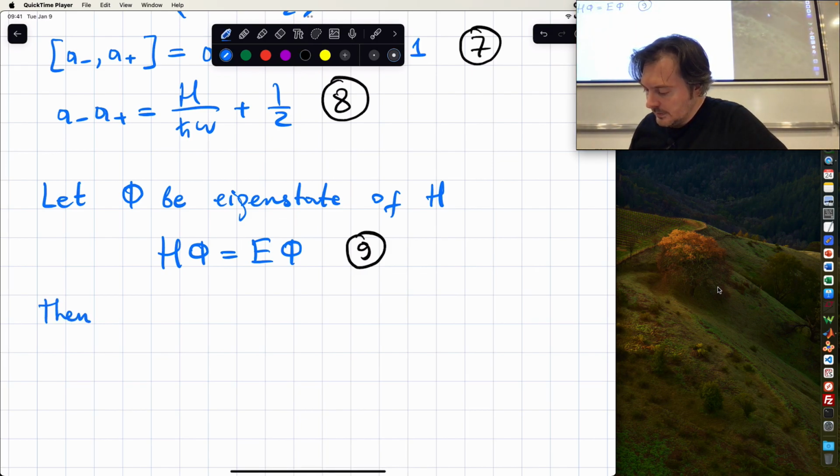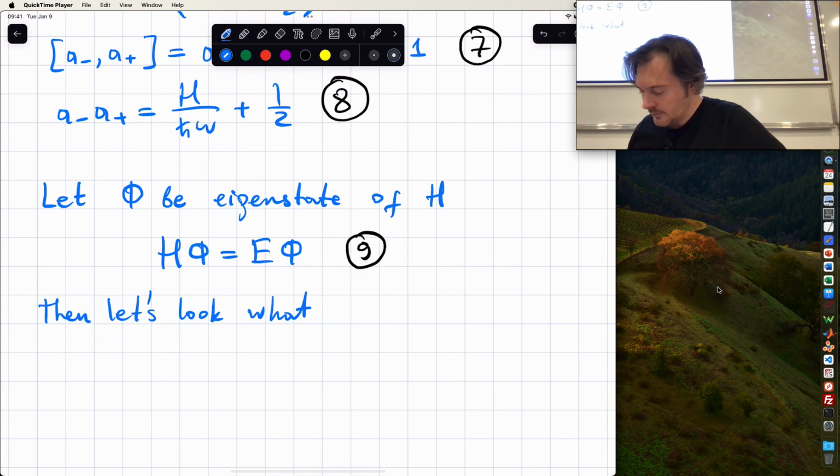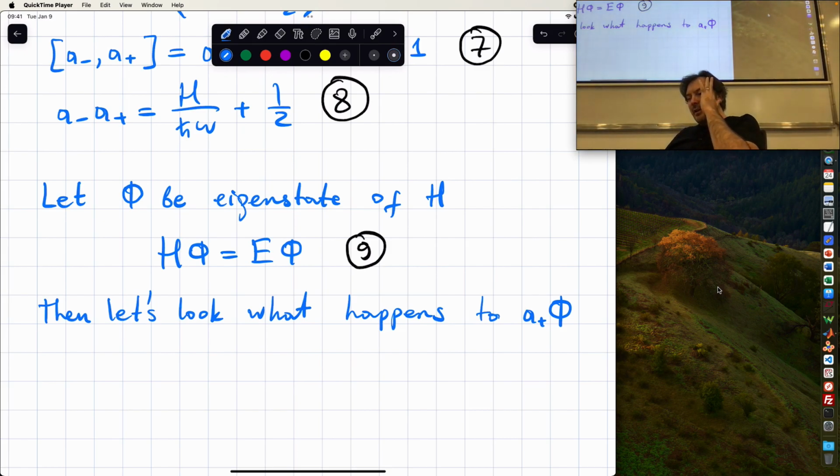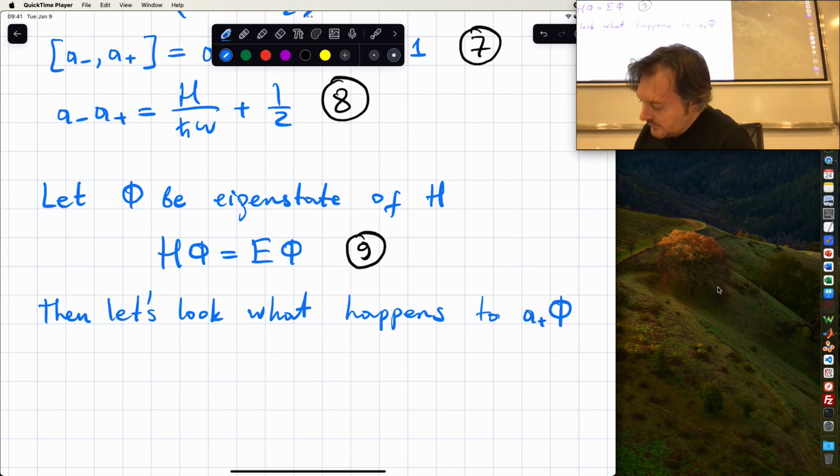Then let's look at what happens, just out of curiosity. What happens to A plus phi? So phi is a function, an eigenfunction of the Hamiltonian. We are wondering what A plus phi is. If I just simply multiply H by A plus phi, what is going to happen?